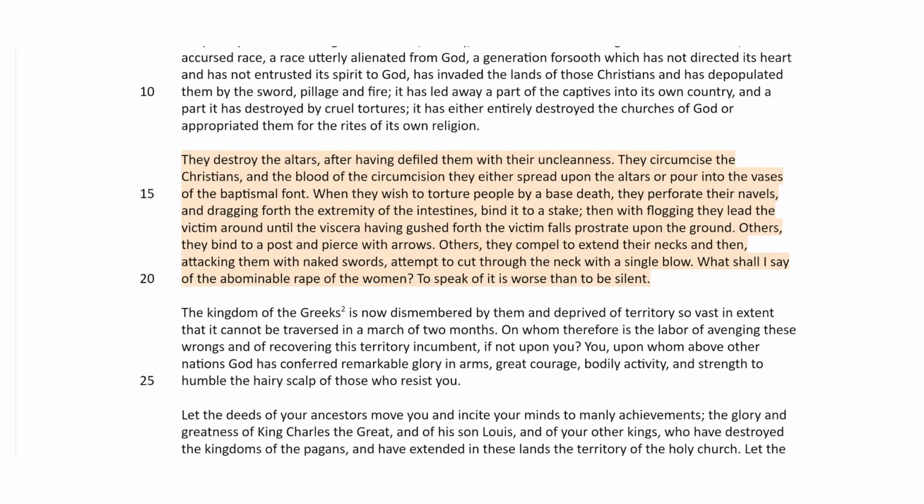So let's look at the imagery here. "They, meaning the invading Muslims, they destroy the altars after having defiled them with their uncleanness. They circumcise the Christians, and the blood of the circumcision they either spread upon the altars or pour into the vases of the baptismal font." Oh my, that's dark. Okay, so that very first sentence was very abstract, but the second sentence describing this unwanted circumcision and the blood being smeared on this and poured into that, that is some rich visual imagery, right? He's trying to help the audience really see and experience the carnage and the defilement of these churches in the Holy Land.